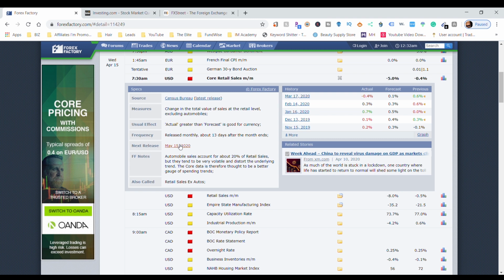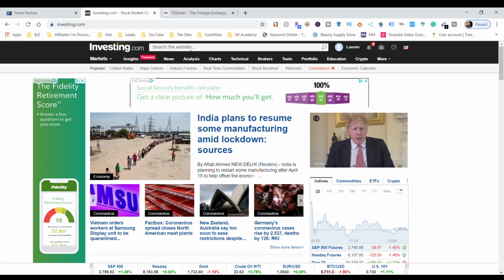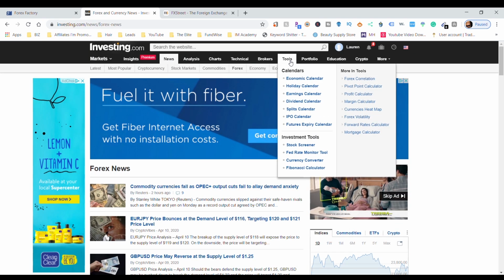And then you can also check more than one website to see what website is reporting what. It should all be the same, but just in case. So let's go to investing.com. What you're going to do is click on tools and then click on economic calendar.